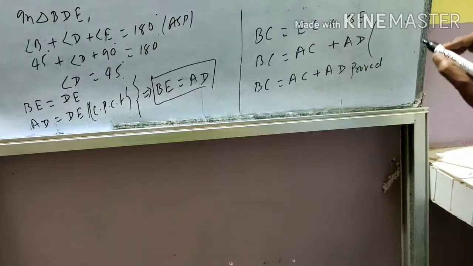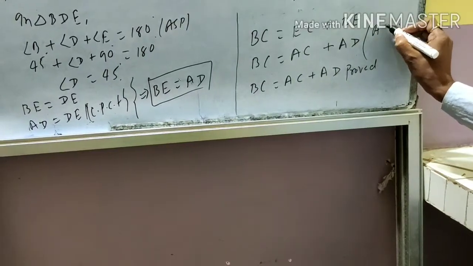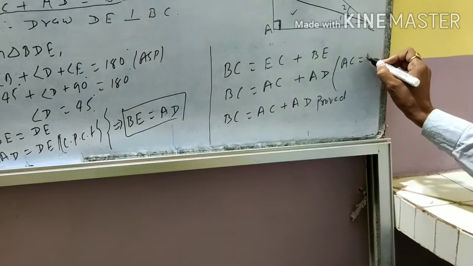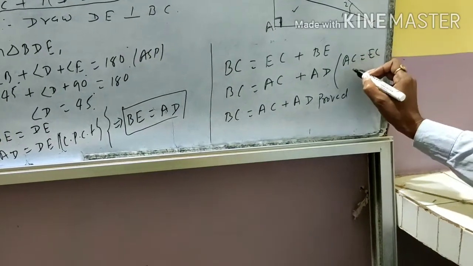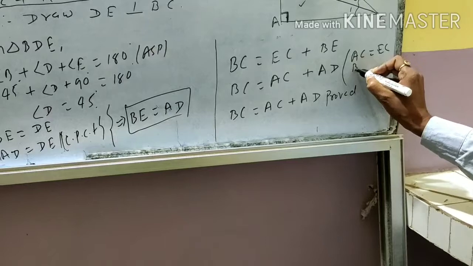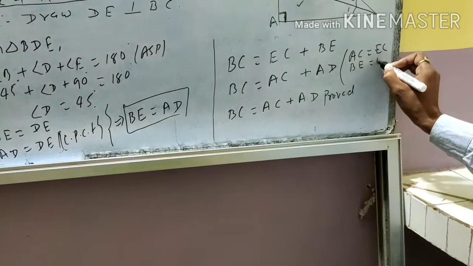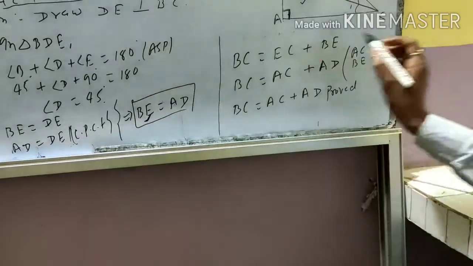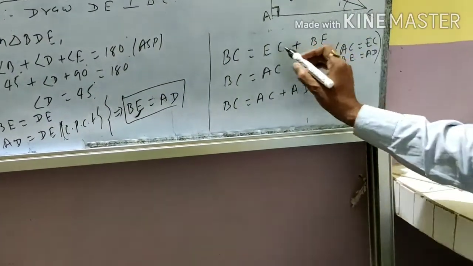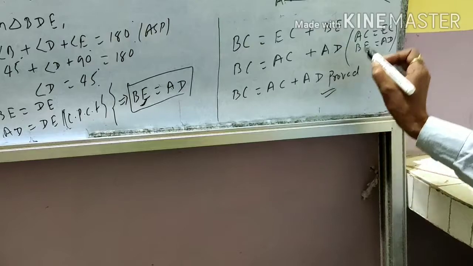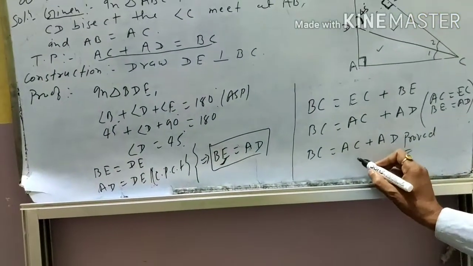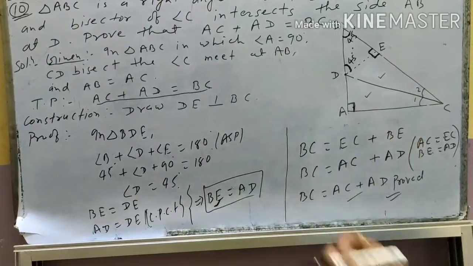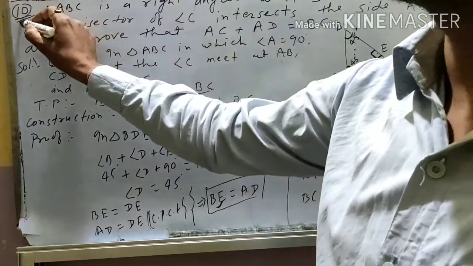And write down the region. AC is equal to EC by CPCT, and BE is equal to AD, just proved here. Put this value and you will get the final result. So this is your proof, student. BC is equal to AC plus AD. Okay, student, I hope you will understand question number 10.